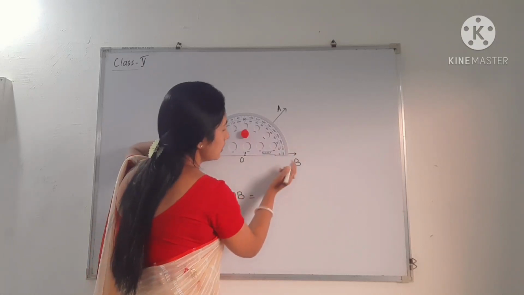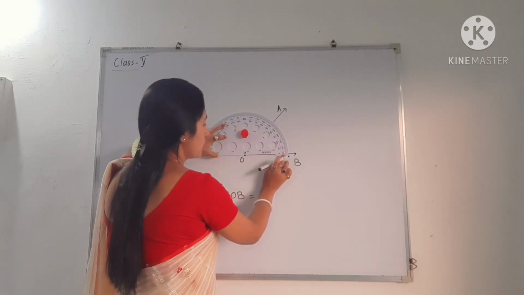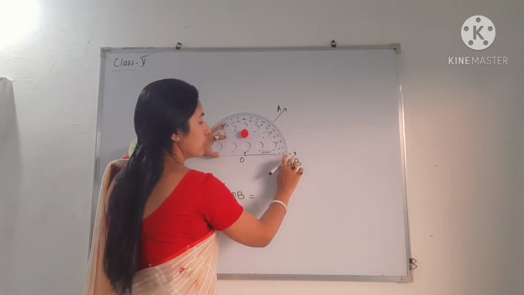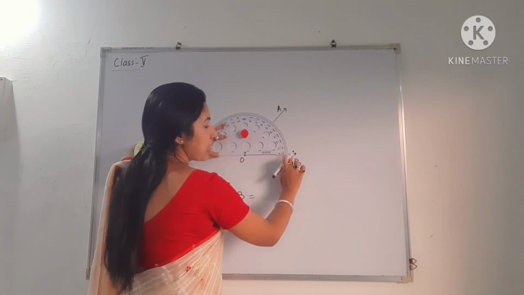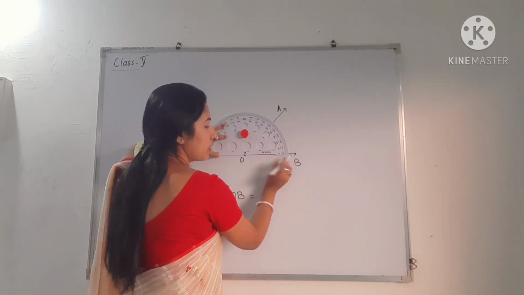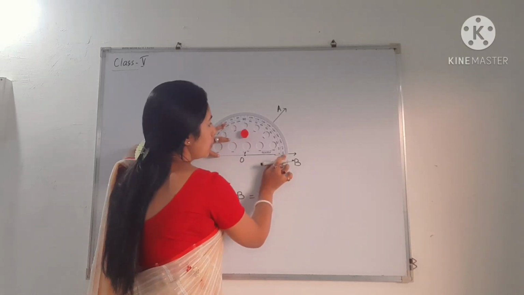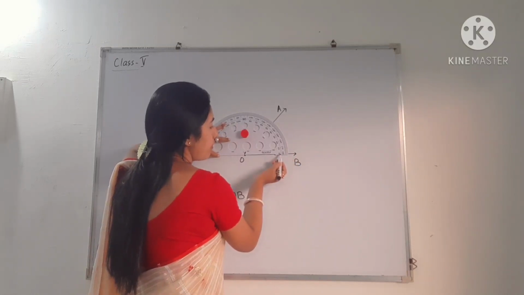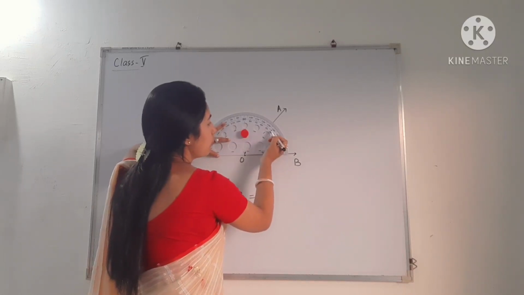Okay, so now see, this one is 0 degree. You have to place like this. So this is 0 degree. Above this line you have to place your 0 degree, because our angle starts from 0 degree. Next you have to count. Okay, so after 0 we have 10, then 20, then 30, then 40.